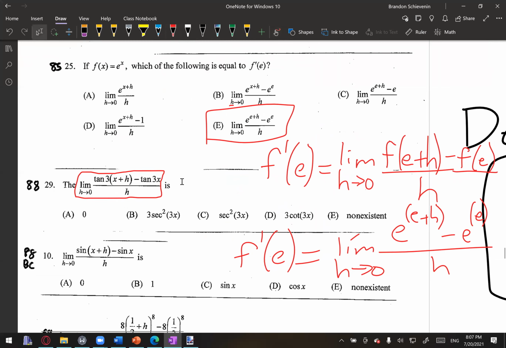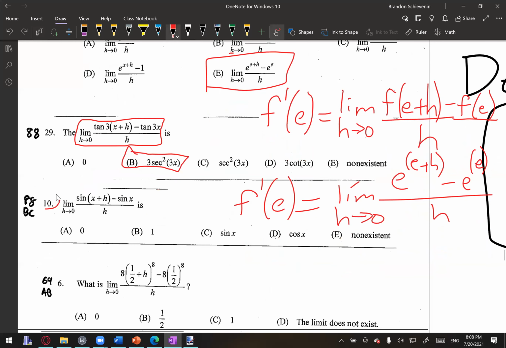C. Wait, it will be negative tangent 3x. This one would be the tangent of 3x, since our formula has the negative inside it. Yeah. What happens when I derive the tangent of 3x? It becomes secant. Oh, B. B, right? 3 secant squared 3x because of chain rule.